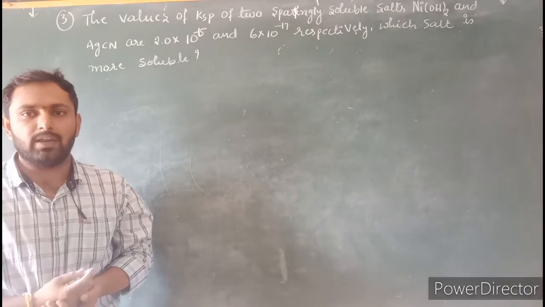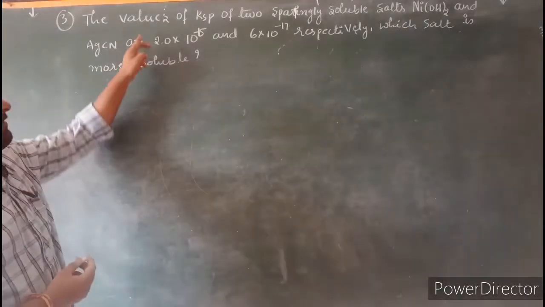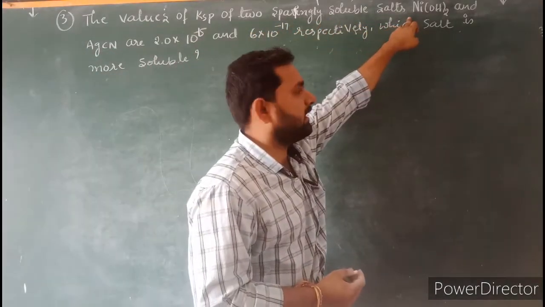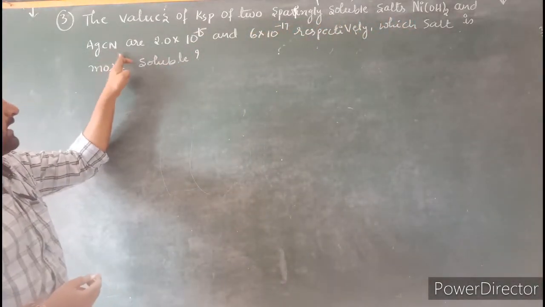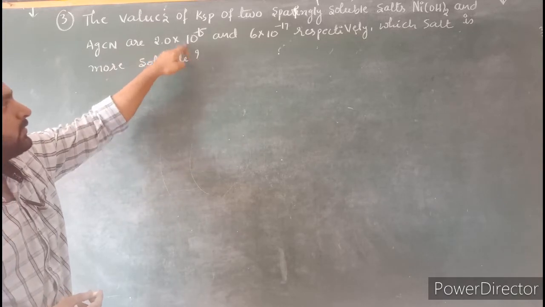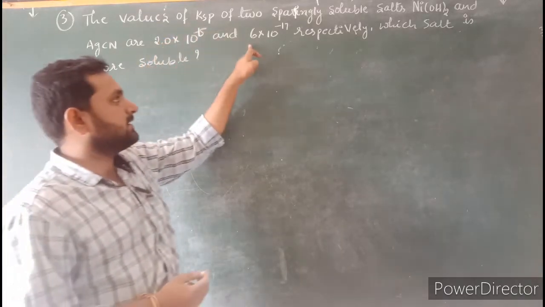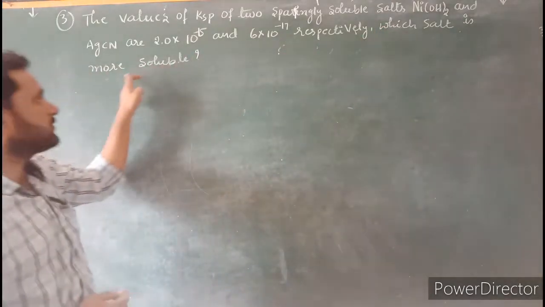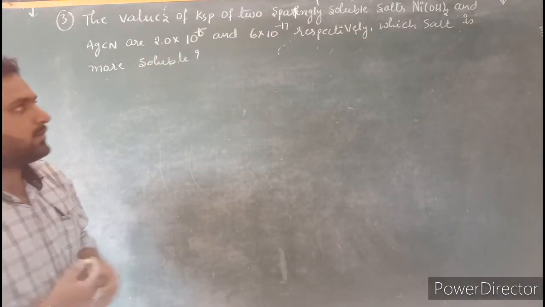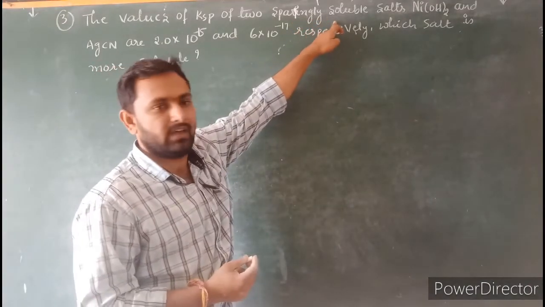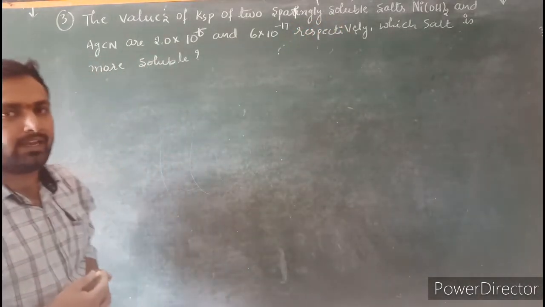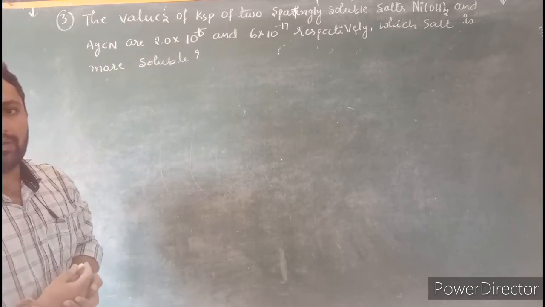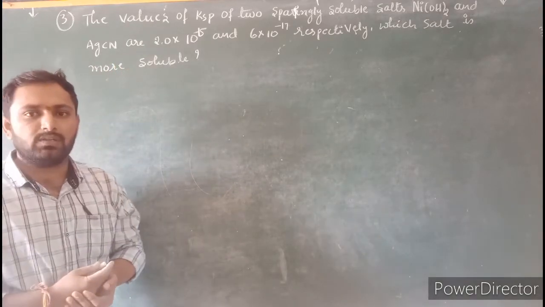Next, let us solve the third numerical. In the third numerical, the values of Ksp of two sparingly soluble salts, nickel hydroxide and silver cyanide, are 2.0 into 10 power minus 15 and 6 into 10 power minus 17 respectively. Which salt is more soluble? In this question, two sparingly soluble salts are given. One is nickel hydroxide, the second one is silver cyanide. Between these two salts, we have to identify which salt is more soluble.